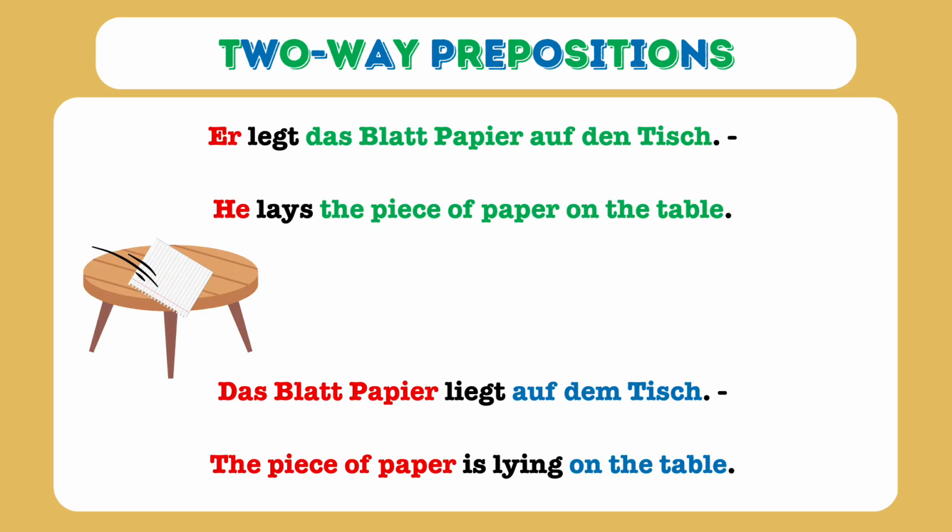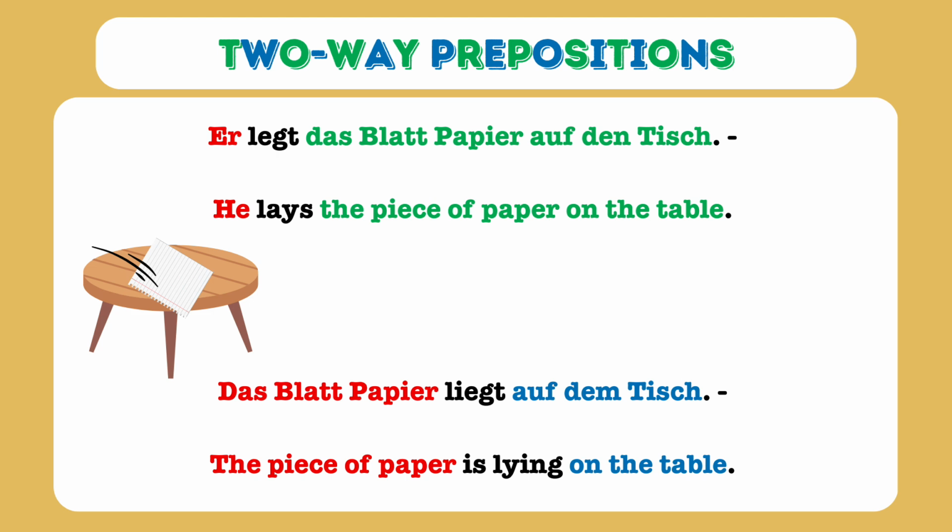The preposition auf is much more simplistic. It starts off with an example here in the accusative case. Legt das Blatt Papier auf den Tisch. He lays the piece of paper onto the table. Auf den Tisch tells us that the location was changing from somewhere other than the table to onto the table. So, legt das Blatt Papier auf den Tisch. Notice again I use the verb legen here, which tells us that we are placing something in a lying position. Das Blatt Papier liegt auf dem Tisch.